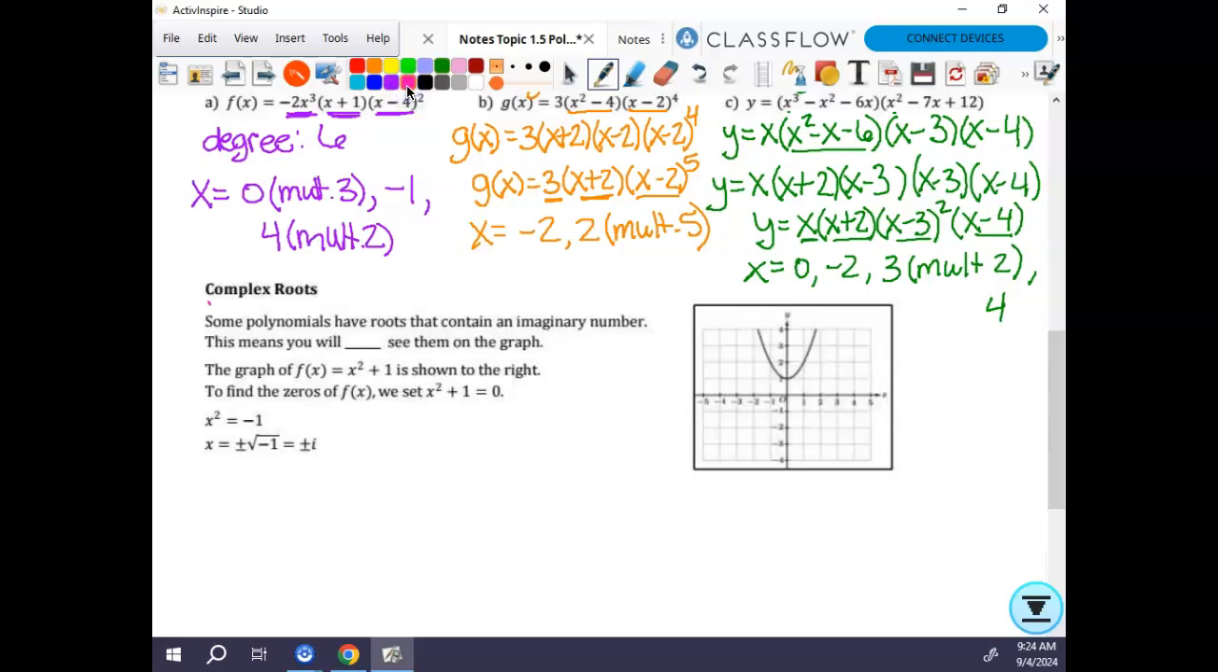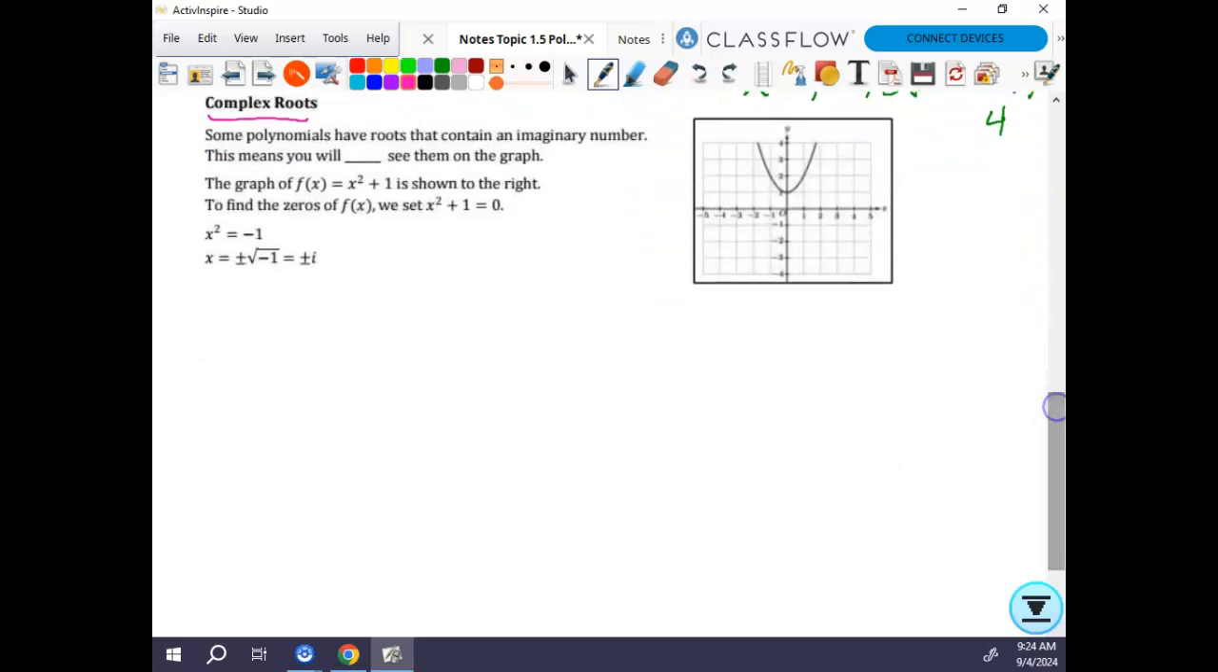So just extending your understanding of zeros and factoring and all that good kind of stuff. All right, so now we're going to talk about complex roots. We did find some on the factoring stuff that we just finished. So here's a reminder. Some polynomials, not all, have roots that contain an imaginary number. That means you will not see them on the graph. They don't show up as actual zeros.